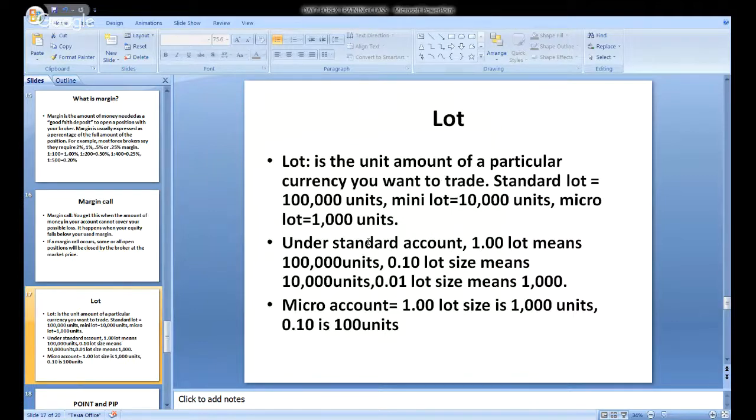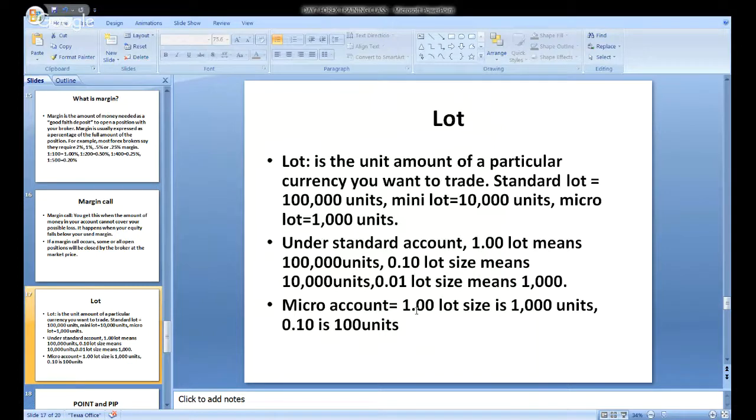Now, how do you set your lot size? Lot size, your position size, or you call it your volume. How do you set it? Under standard account, when you set one lot size, it simply means that you want to trade 100,000 units of a currency. So when you set 0.10 under standard account, it means that you want to trade 10,000 units. Trading 0.01 means that you want to trade 1,000 units of that currency.